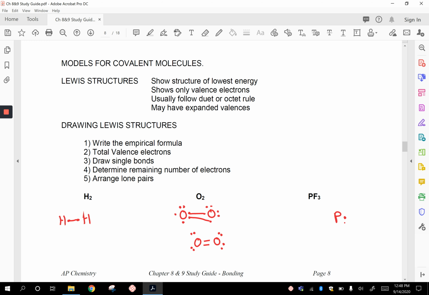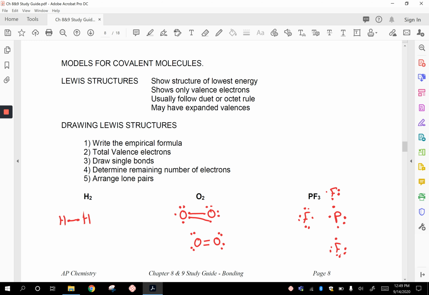PF3, so phosphorus has 5 valence electrons, 1, 2, 3, 4, 5. It bonds to 3 fluorines, and each of the fluorines has 7 valence electrons. So 1, 2, 3, 4, 5, 6, 7. And again, you can put them anywhere that you want. 4, 5, 6, 7.